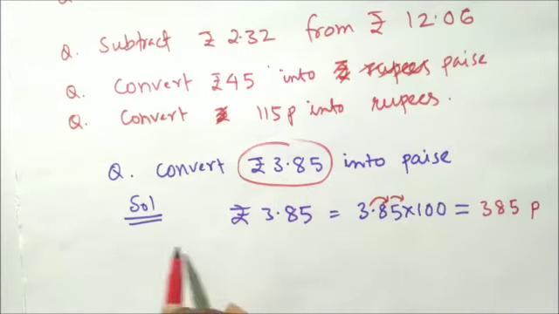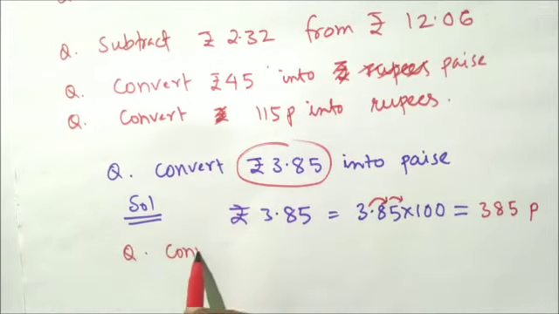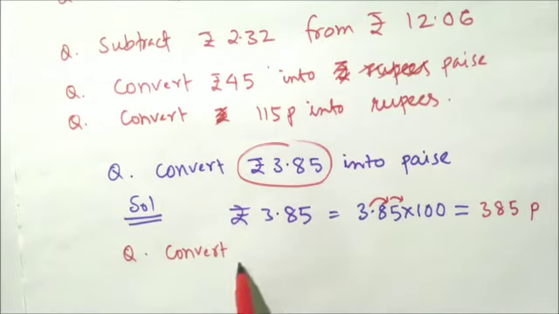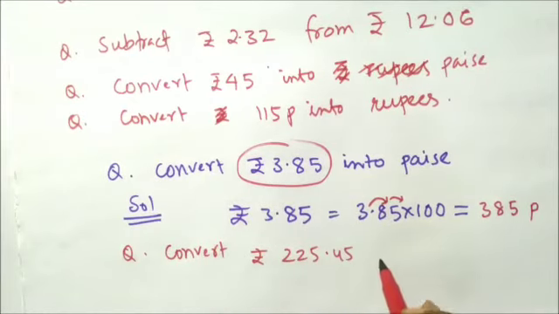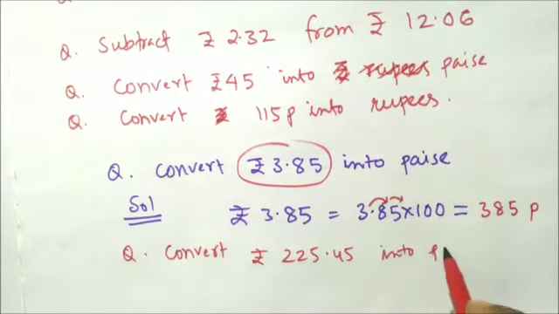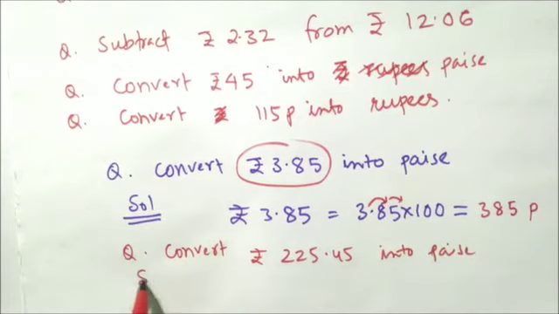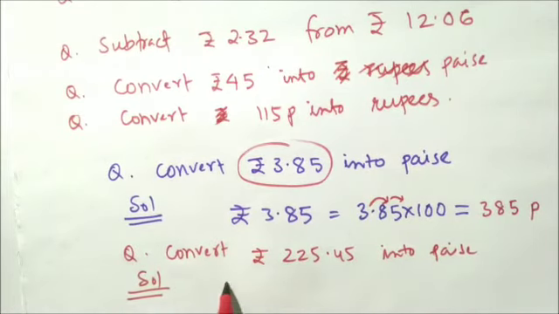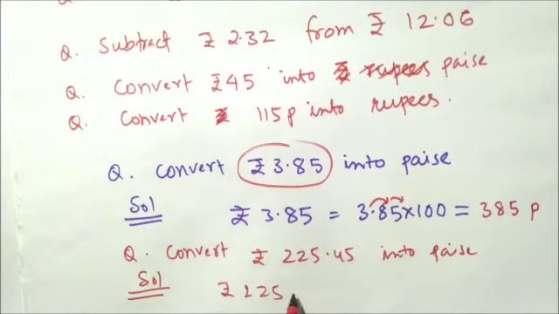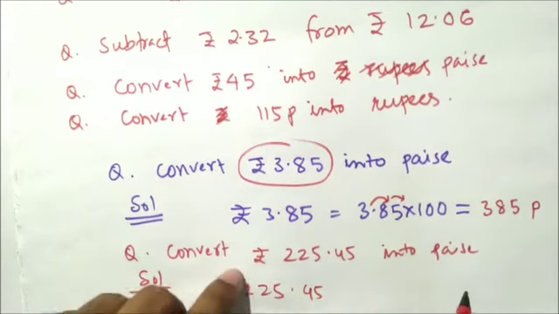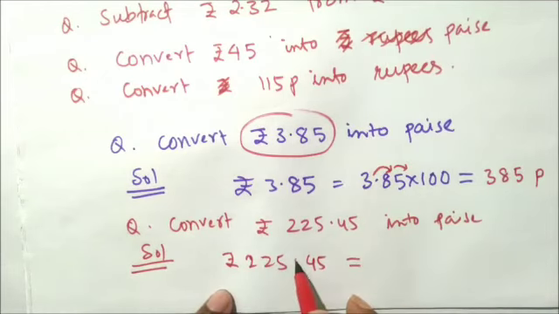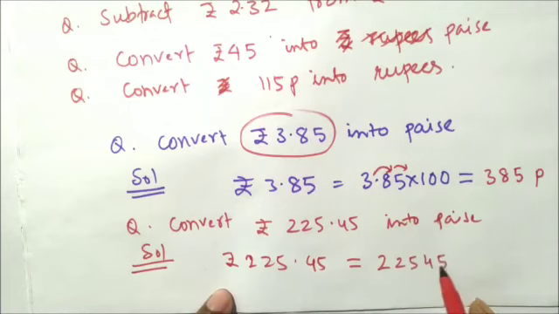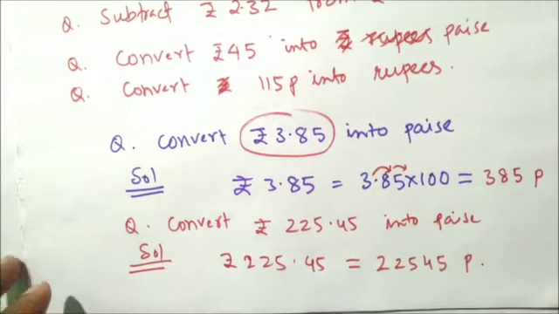I will give you one more question. Convert rupees 225.45 into paisa. You can do it directly. Rupees 225.45 is equal to, remove the decimal point only, 22545 paisa. Okay, so this way we can solve.